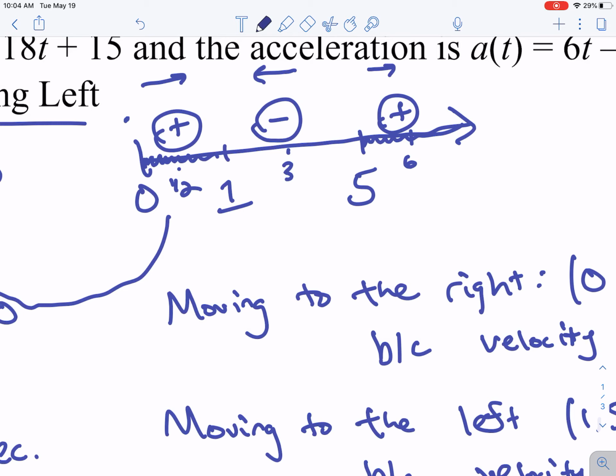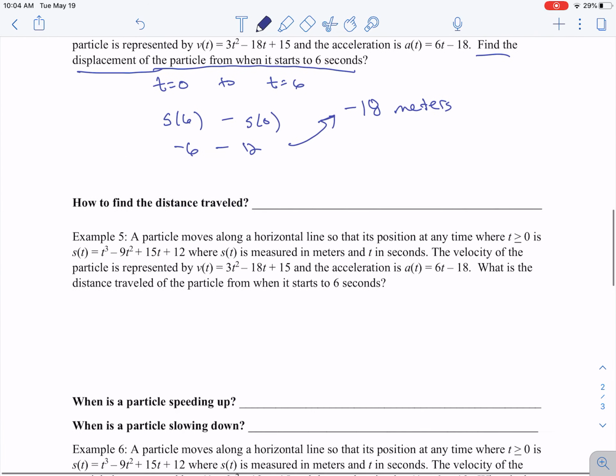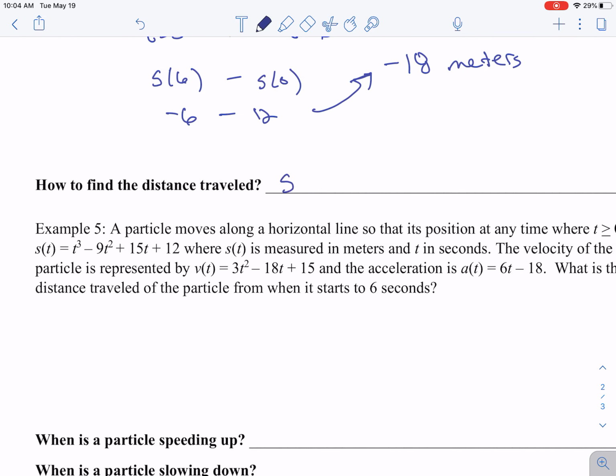But for the distance, I actually need to find the displacement of each interval. So it kind of sounds a little complicated how I'm going to write this down, but I'll explain it. It's going to be the sum of intervals of displacement.